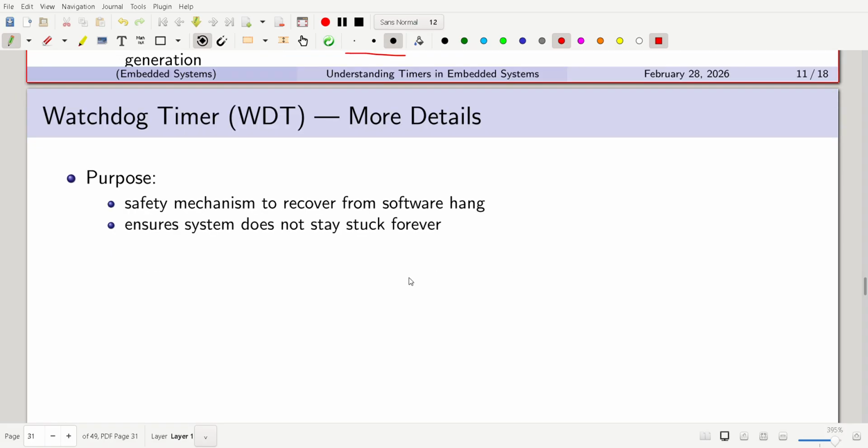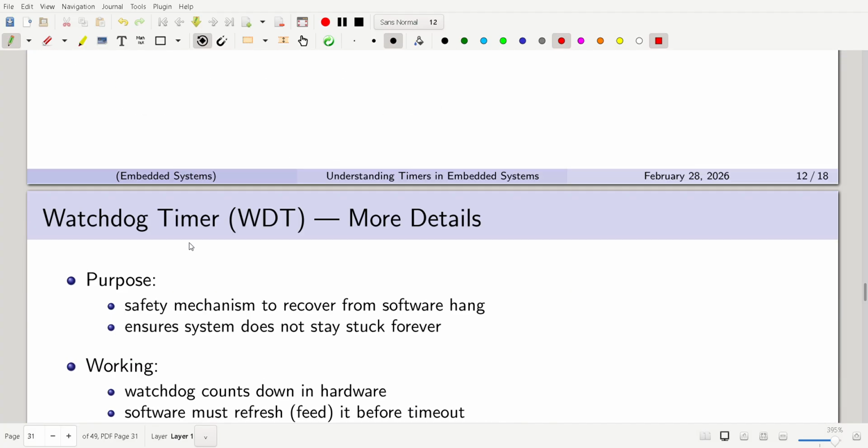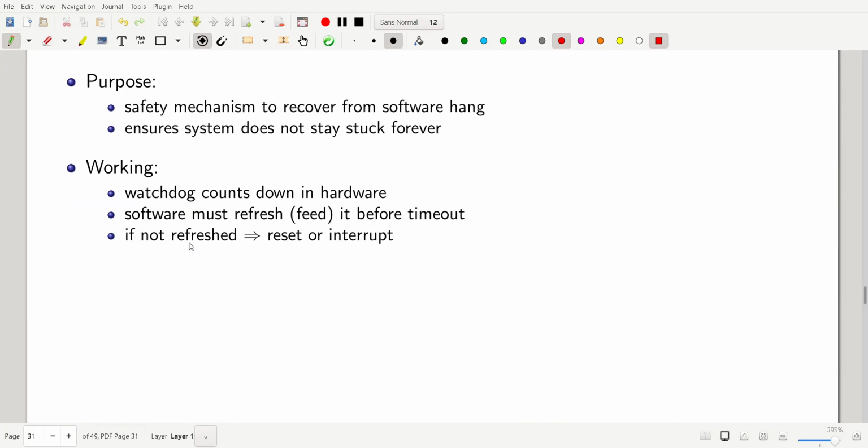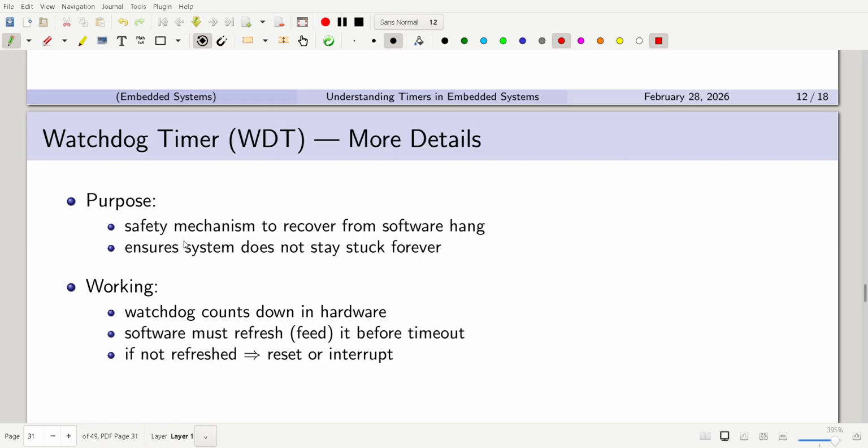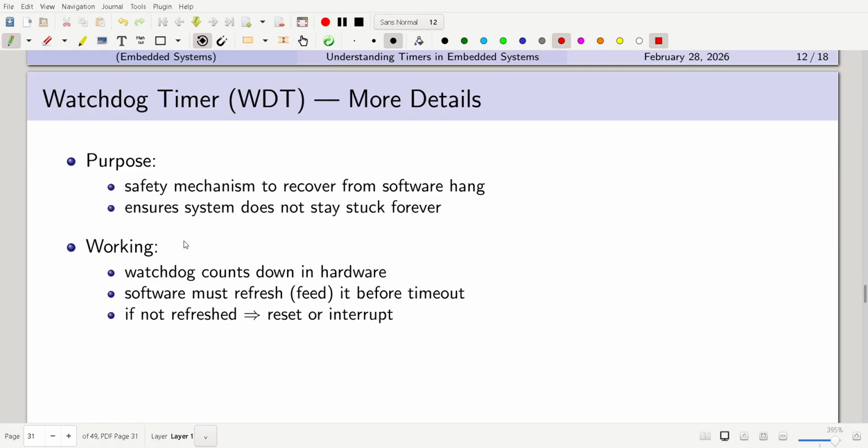Watchdog timer, more details. It is a proper safety mechanism to recover from software hang and ensure the system does not stay stuck forever. Working of the watchdog timer: it is used as a safety mechanism to recover from software hang. Whenever software hangs or some glitch occurs, you can reset it.